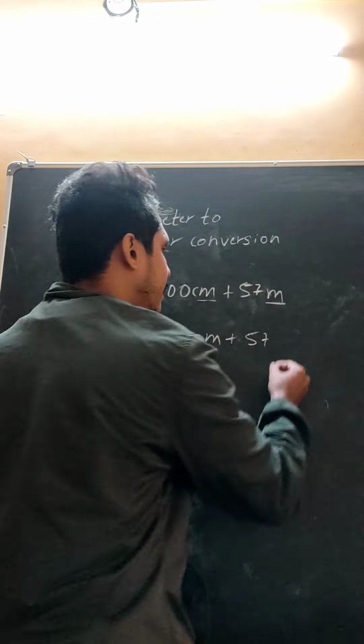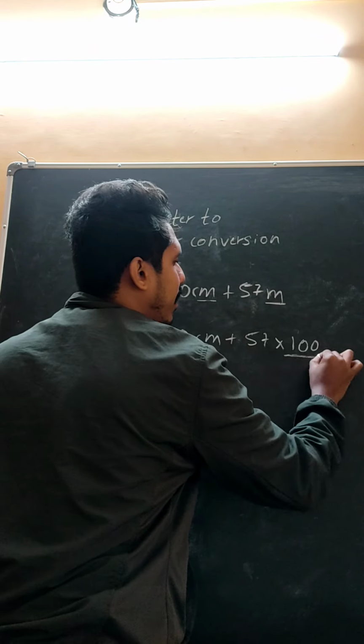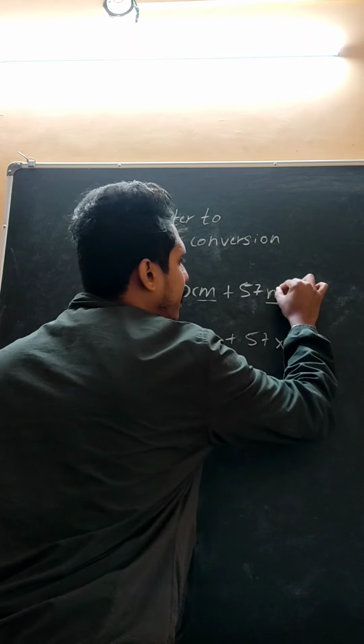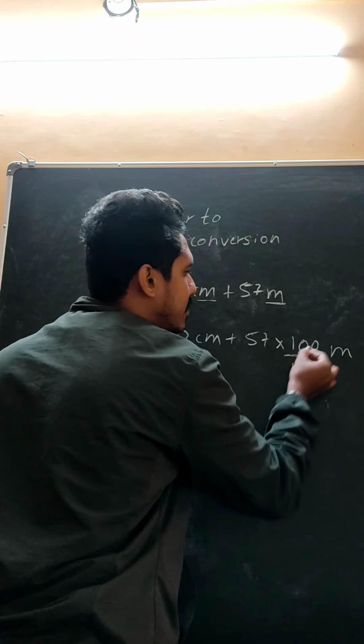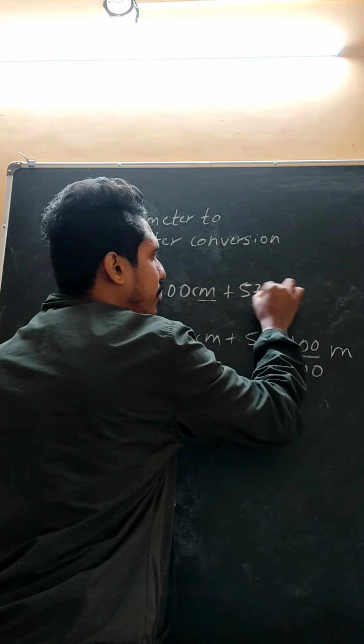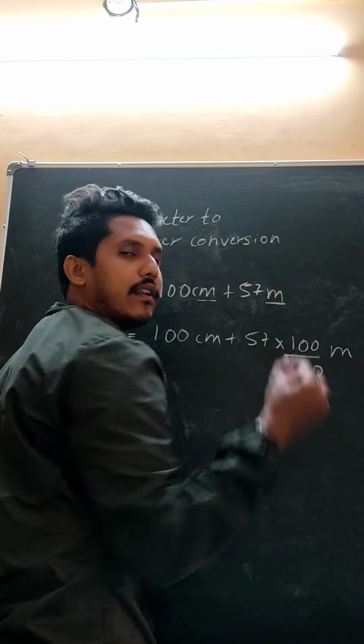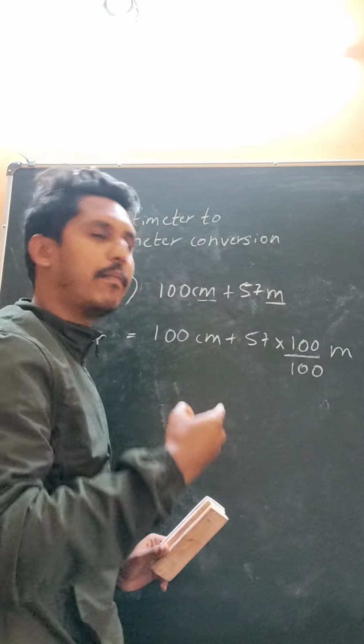So what I'll do is, I'll multiply and divide by 100. Meter I'll write as it is. If we cancel these two, 100 by 100, we'll get 1, right? So the answer will be 57 meter only. That's why I have multiplied and divided by 100.